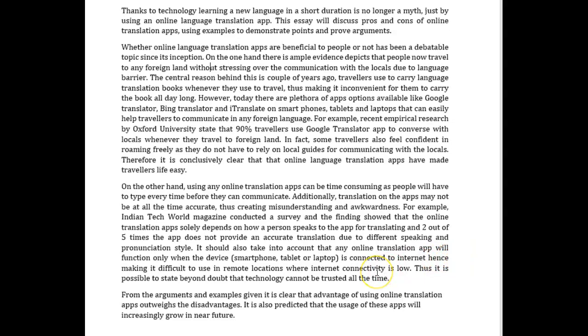Okay, from the arguments and examples given, it is clear that the advantages of using online translation apps outweigh, well, no, there's advantages, plural, outweigh the disadvantages. It is also predicted that the usage of these apps will increasingly grow in the near future.